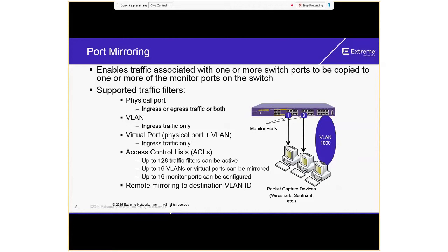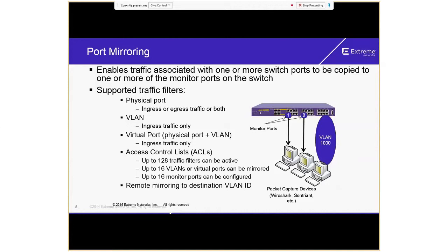You can capture traffic from a physical port, or you can capture traffic from a VLAN. When you're using a VLAN, you only get the ingress traffic, and you can use a virtual port. A virtual port is nothing but your physical ports along with your VLAN. So that's also only ingress traffic, and you can use access control lists as well to divert your traffic.